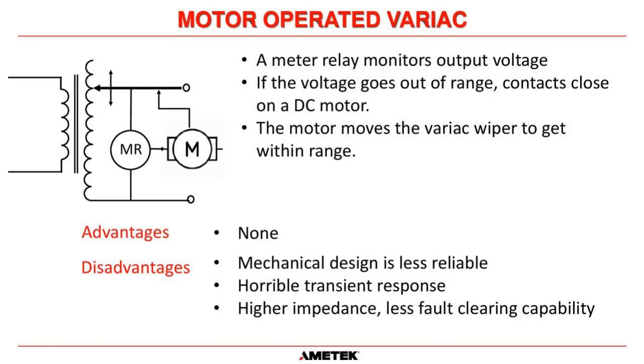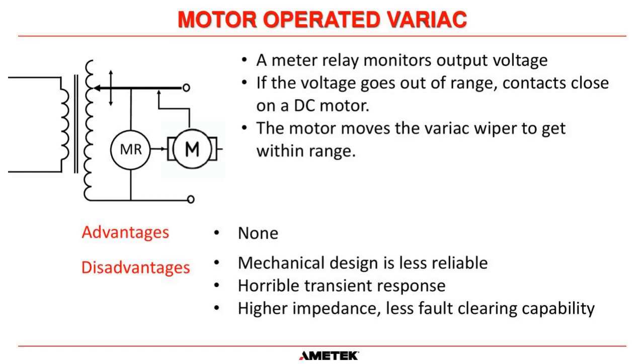The last transformer used in bypass circuits, regulating transformer, is a motor operated variac. There's typically a meter relay on the output of the transformer. Contacts from the meter relay, if we go out of range, either high or low, close to drive a DC motor. The motor then moves the variac up and down to get back within our voltage regulation.